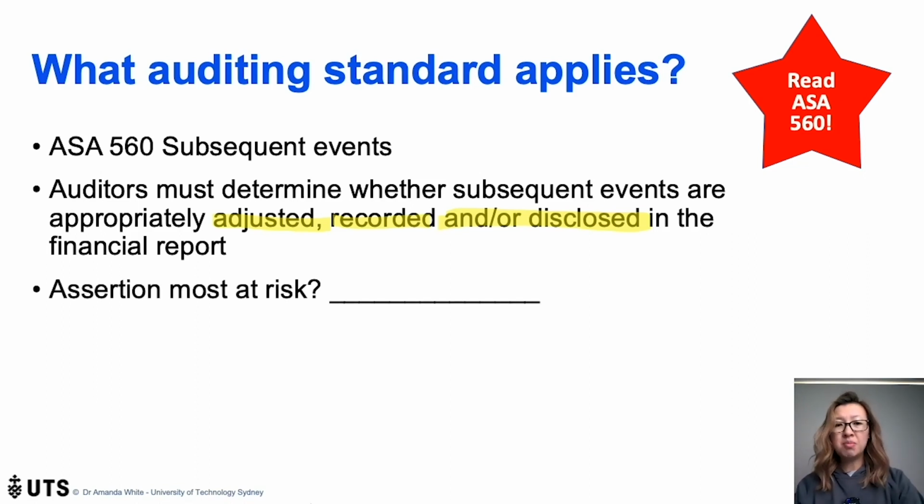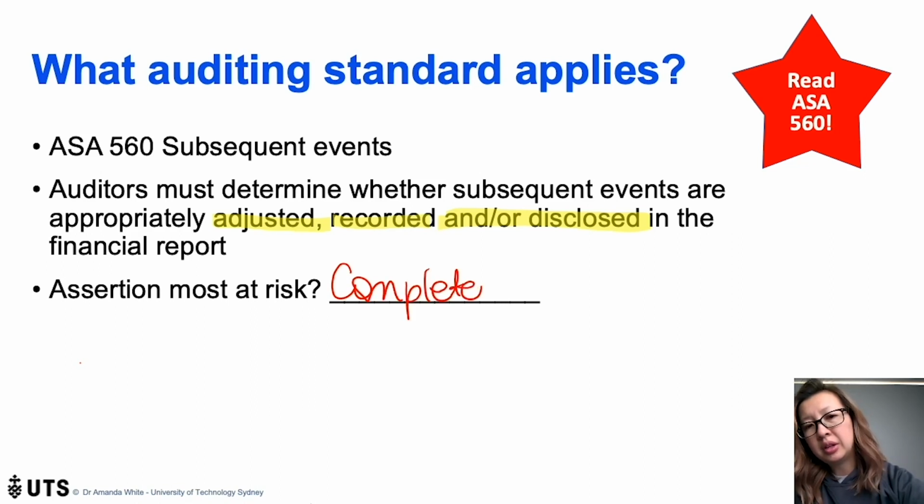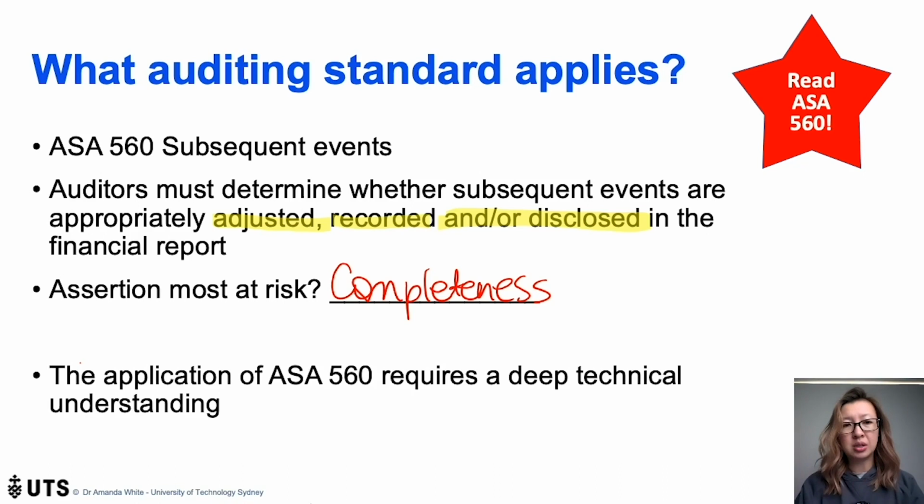So the assertion most at risk when it comes to subsequent events is, again, completeness. Do we have all of our subsequent events included? Is management trying to hide a subsequent event, just like with a contingent liability? So completeness is a real issue around these end of audit processes.